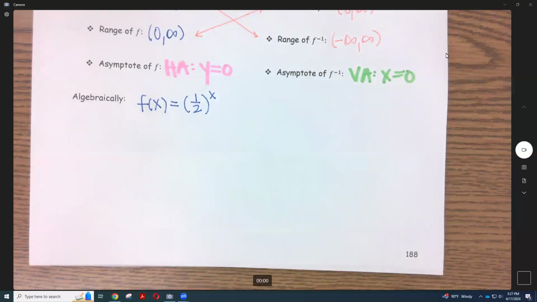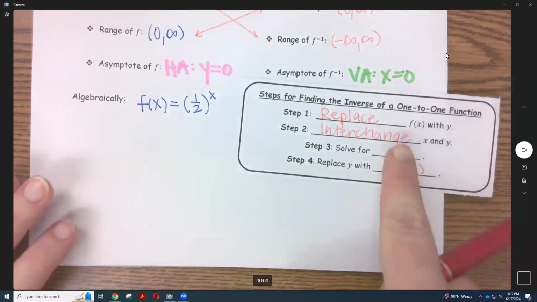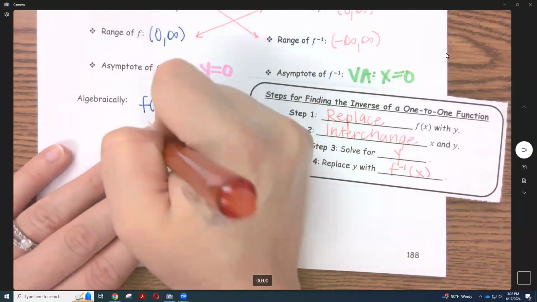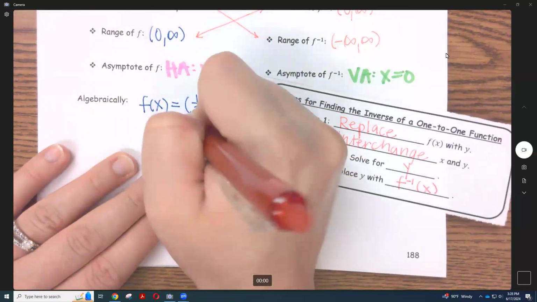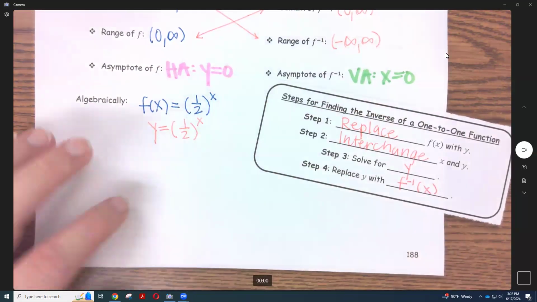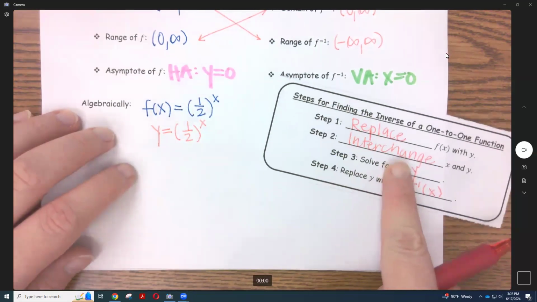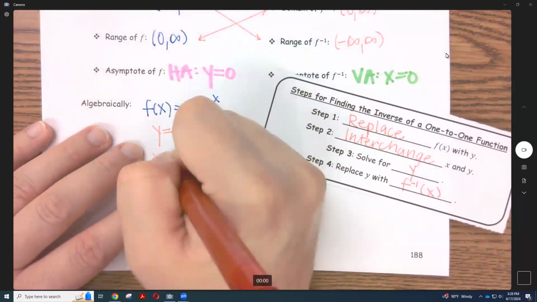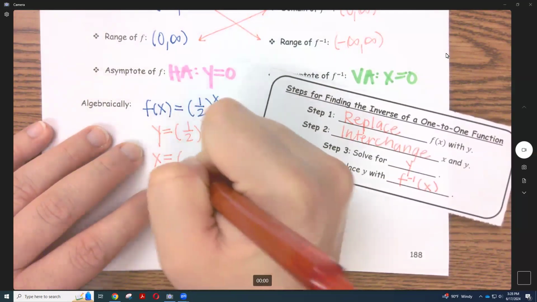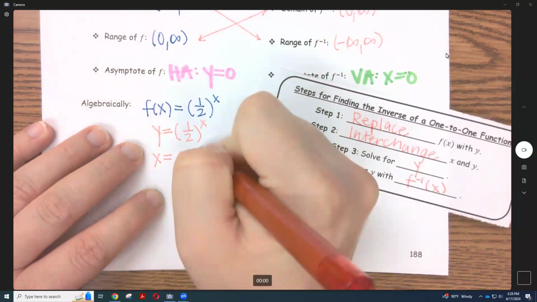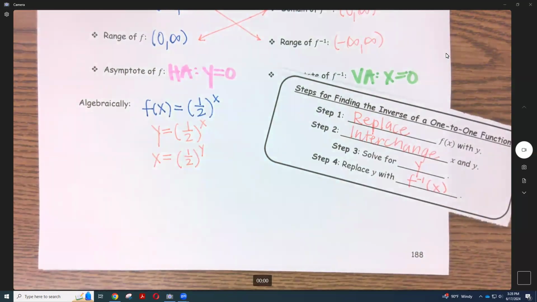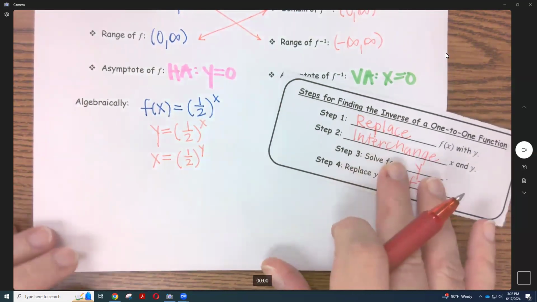So here are my steps again. First, replace f of x with y. Next, we're going to interchange our x and our y. So this is x equals 1/2 to now the y power. Step 3 is to solve.